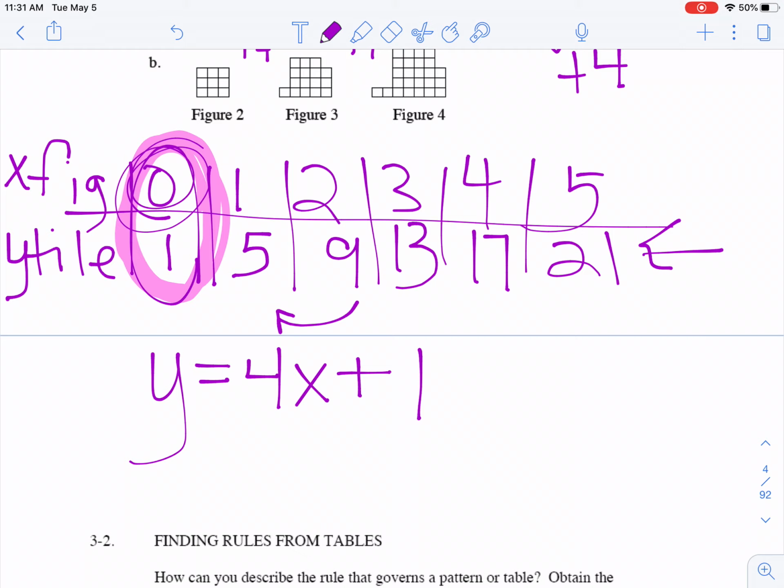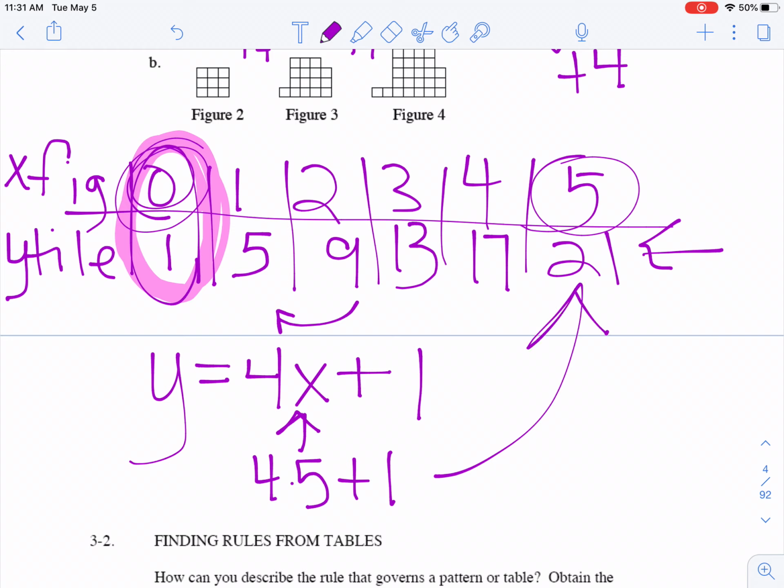So if I test one of these points and I put 5 in, 5 would go in for x. 4 times 5 plus 1 does give us 21, so that is the correct rule. Let's take a look at the second pattern.